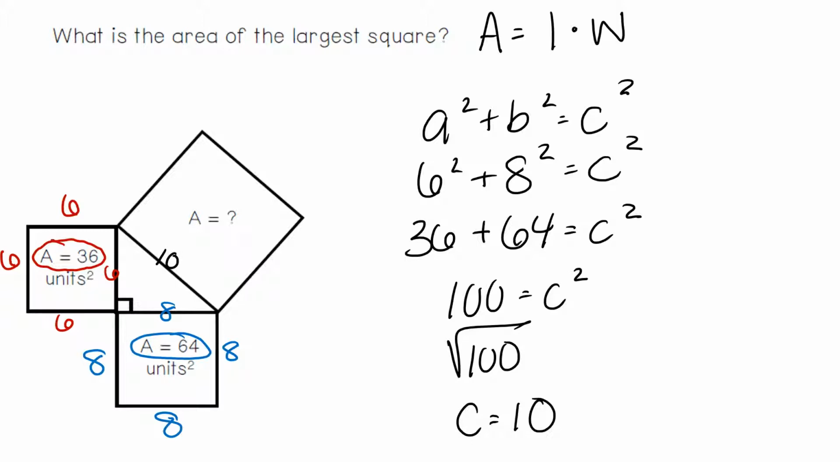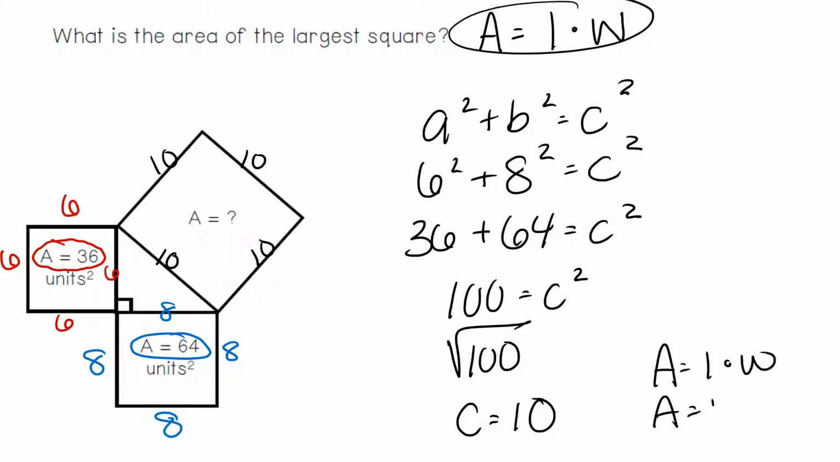That is not our area. Area is length times width. We have 10 all the way around, so we go 10 times 10. Area is 10 times 10. The area is 100 square units. That's what I mean when I say make sure you answer the question. We did not stop with our answer, C equals 10. We had to solve a step further to get the area 100.